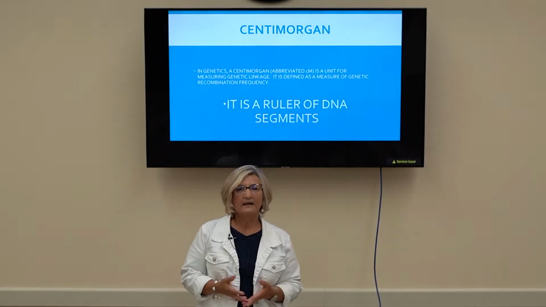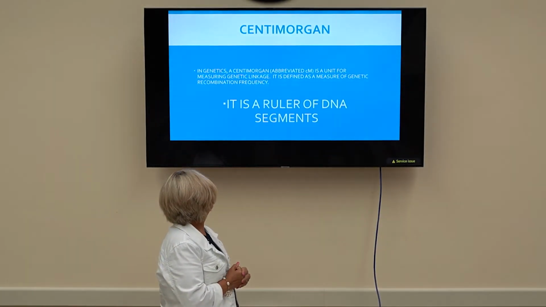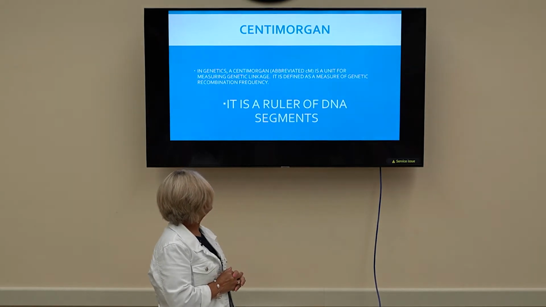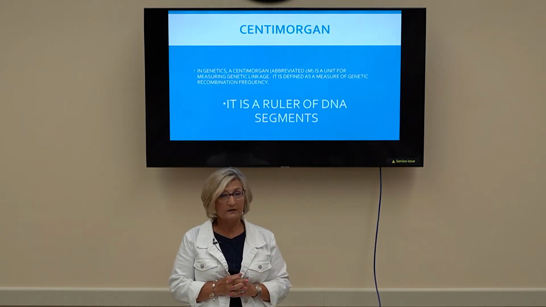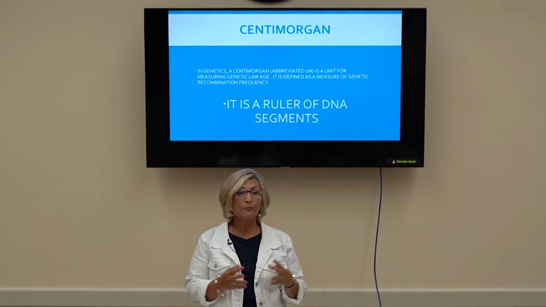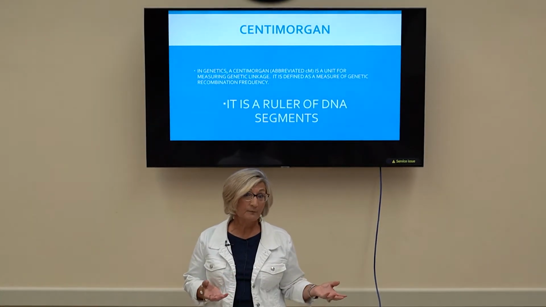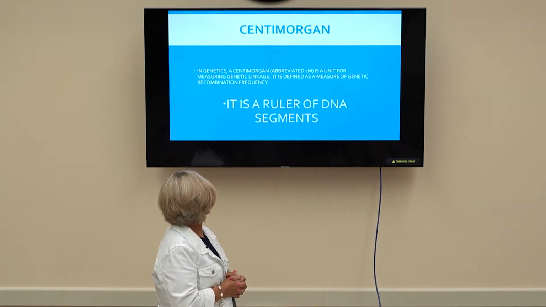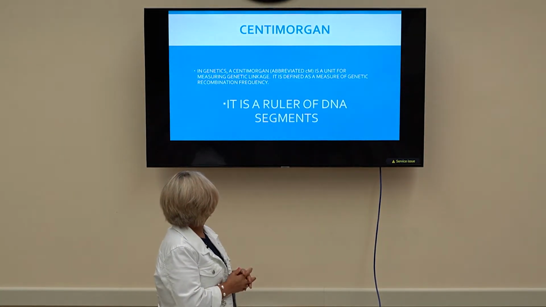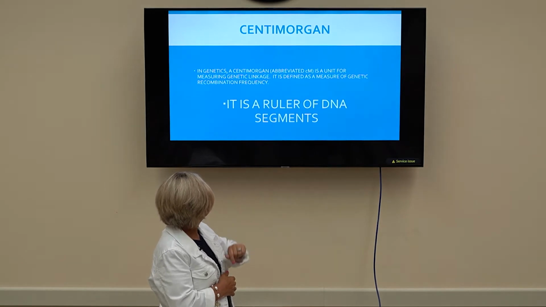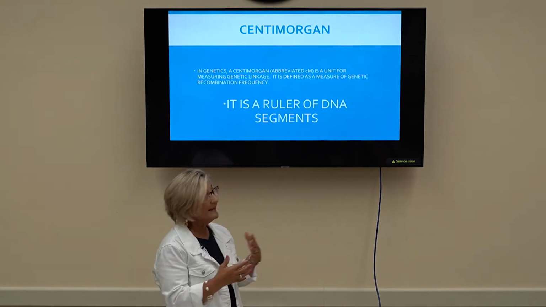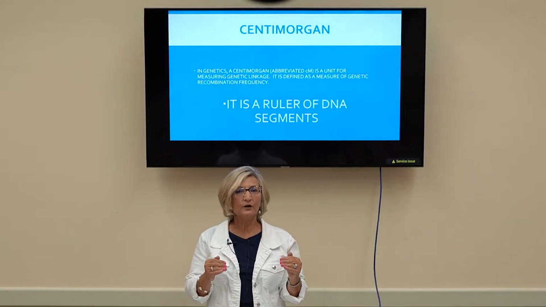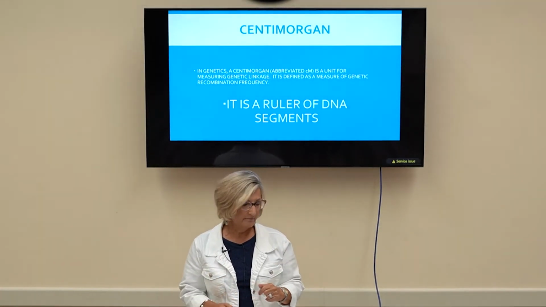So how is DNA measured? DNA is measured in centimorgans, okay? A centimorgan is actually a ruler of the DNA segments, okay? And it was Dr. Morgan who discovered what a centimorgan is, and that's why it's called that. So we actually have numbers that we look at in genetics, and it's abbreviated small c, big M, and by looking at those numbers, that gives you an idea of what the relationship is that you're looking at.